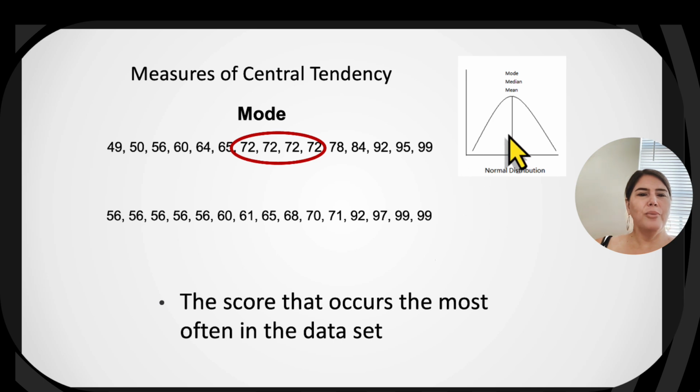So if you have a normal distribution, then the mean, median, and mode would actually be the same.